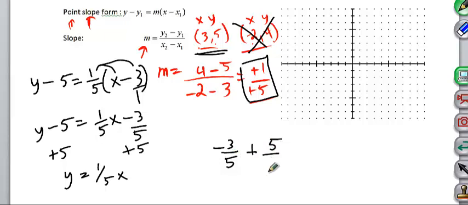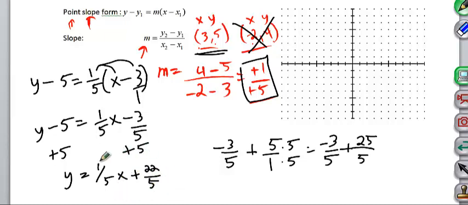So if I was to do this by hand, I would put the 5 over 1, and then we would have to come to a common denominator. You feel free to use your calculator, -3/5 plus 5, and then you have to hit math fraction. But by hand, I need a common denominator, so I need to make the 1 become a 5. Whatever I do to the bottom, I got to do to the top. So this ends up being -3/5 plus 5 times 5 is 25/5. And you get 25/5 minus 3/5 is 22/5.